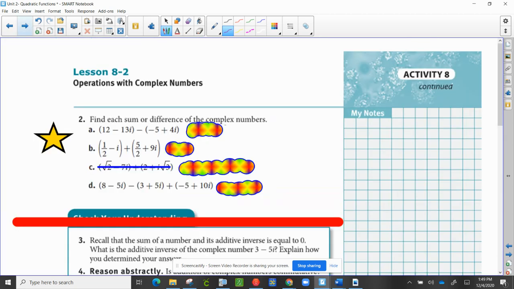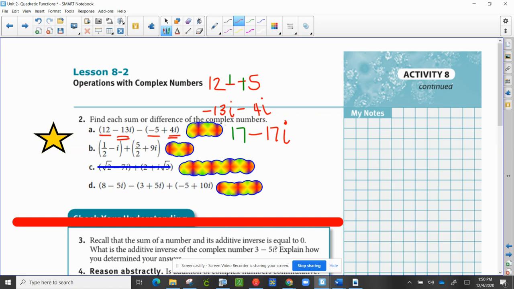Let's jump to the next page now, and let's look at these examples. So some subtraction. For example, in A, we have 12 minus negative 5 if we subtract our real parts together. If you need to do the work on the side, if we have minus minus, we know that turns to plus. So this actually becomes 12 plus 5, which is 17. And then if I have negative 13, and we subtract 4i, well, a negative minus a number gives me a bigger negative. So this becomes negative 17i.